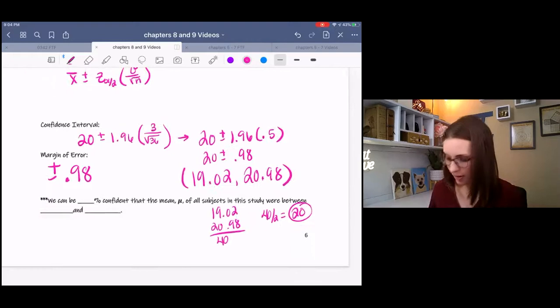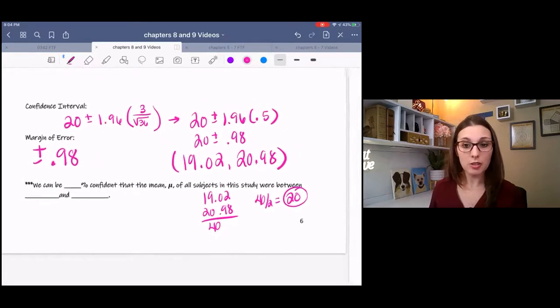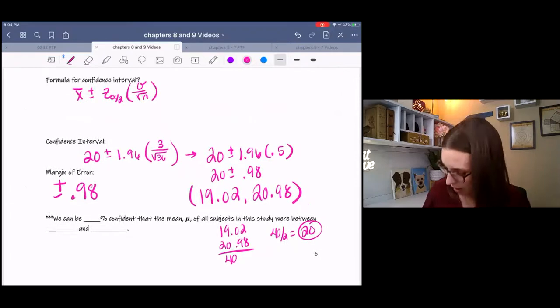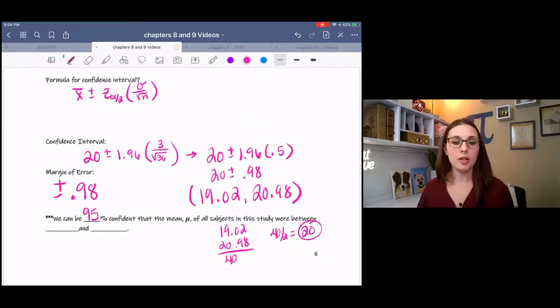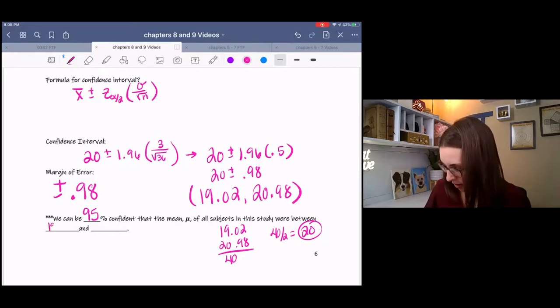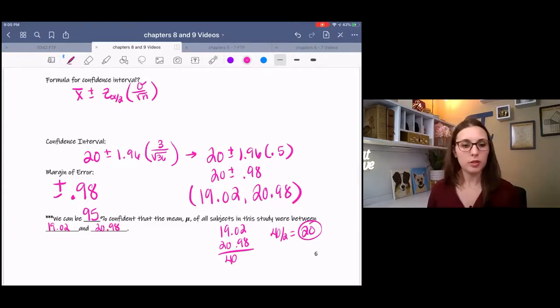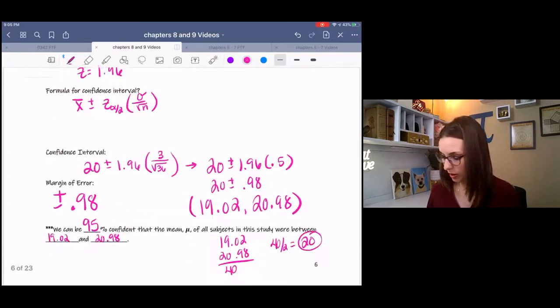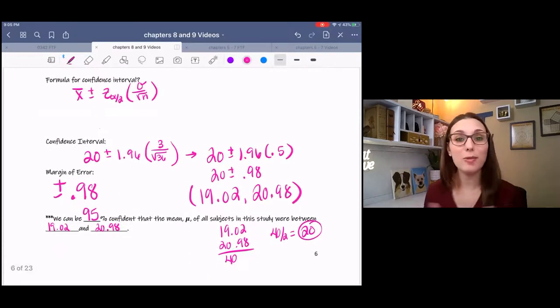So we are claiming that this is the interpretation of our confidence interval. We are 95% confident that the population mean, or the mean of all subjects in this study, is between 19.02 and 20.98. I wasn't given units, so I don't know what the study was, but whatever it was, we're 95% confident that the population mean of all subjects is between those two values. Pretty snazzy.